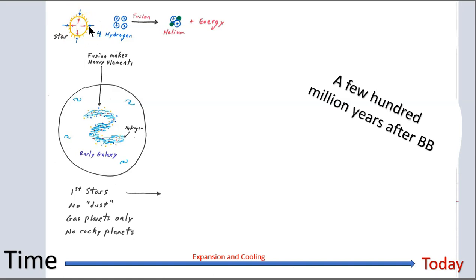They emit light. Why is the surface hot? Because nuclear fusion is happening in the core of the star, and that releases energy.